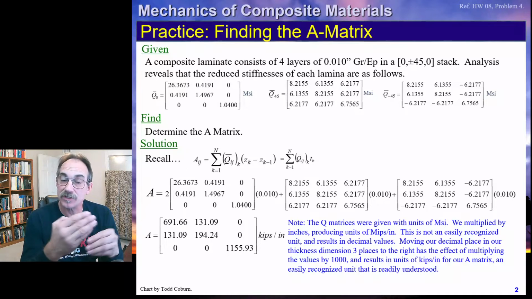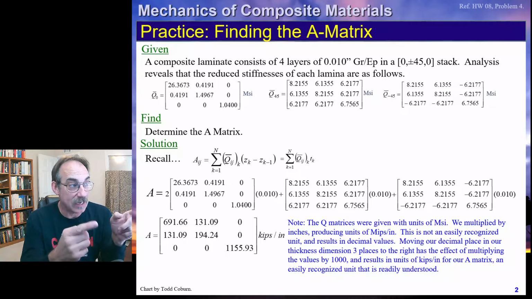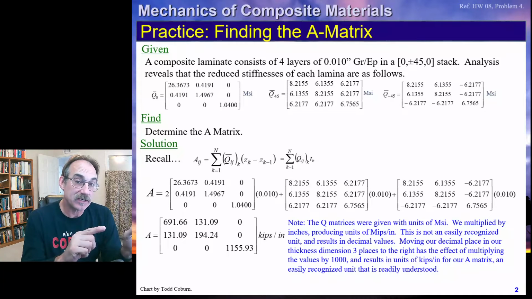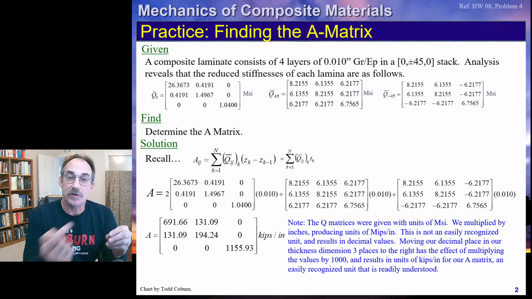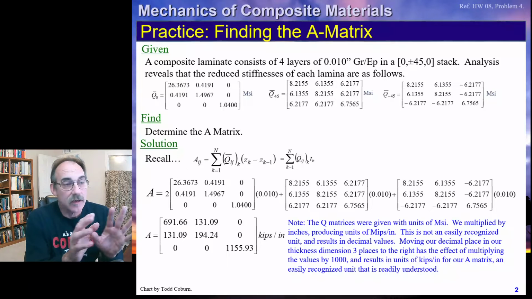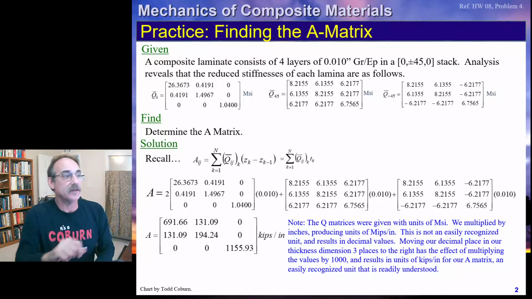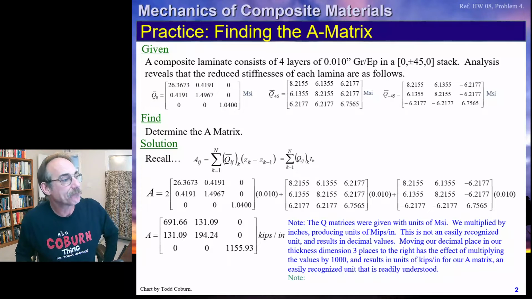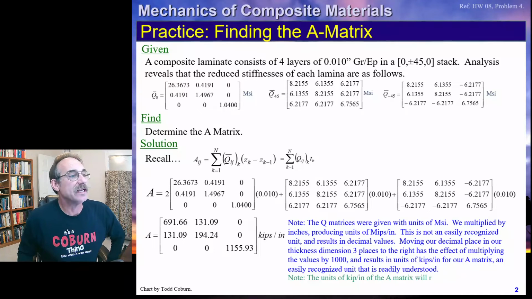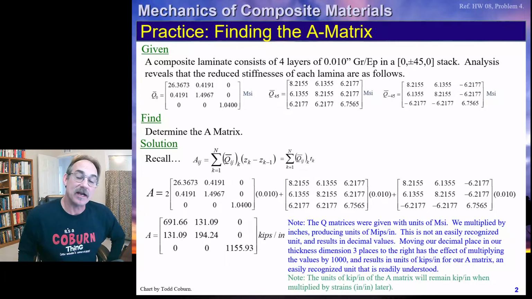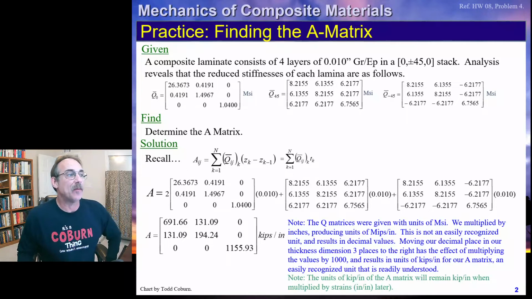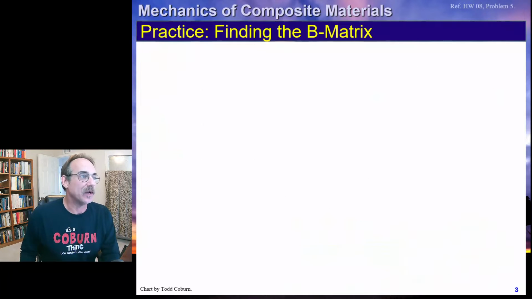Now the problem is when we start operating on this matrix, we don't want to forget what units we expressed it in, so we don't introduce an error into our analysis of an order of 1,000, which can be a problem. Okay? So once again, we've got kips per inch, and then we multiply by strains, inches per inch. Anything that's multiplied by that will remain as kips per inch.